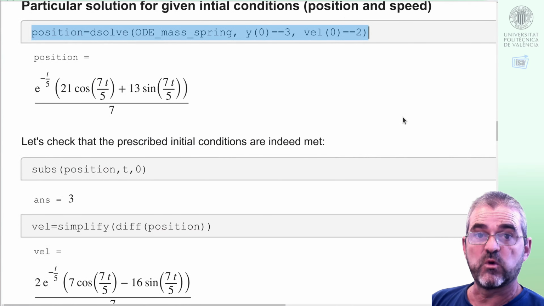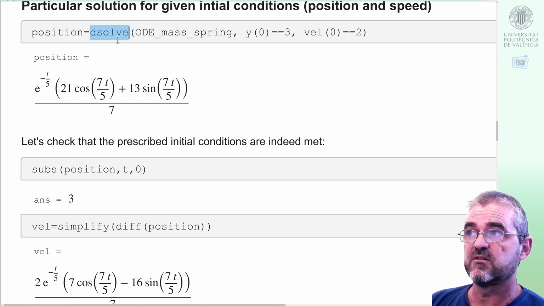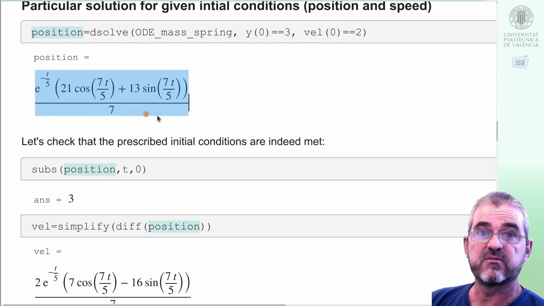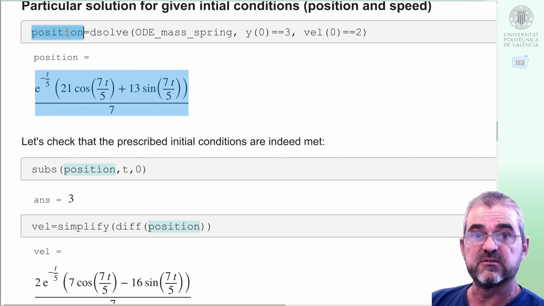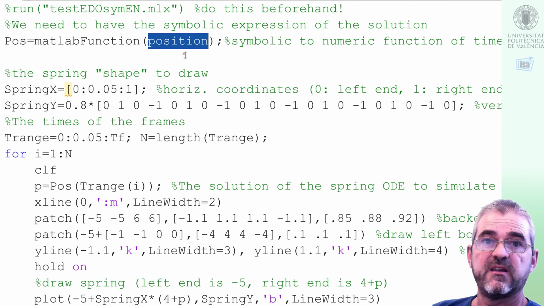we plugged numerical values for the constant parameters m, k, b, specified initial position and speed conditions, and gave it to dsolve. So it ended up yielding this expression. So it's this position symbolic variable, the one that we are starting with in our animation code. Here we have it.